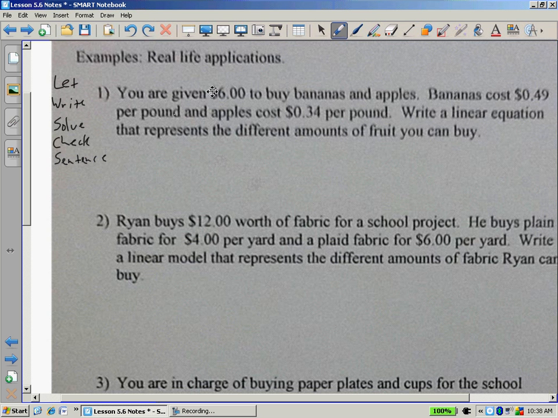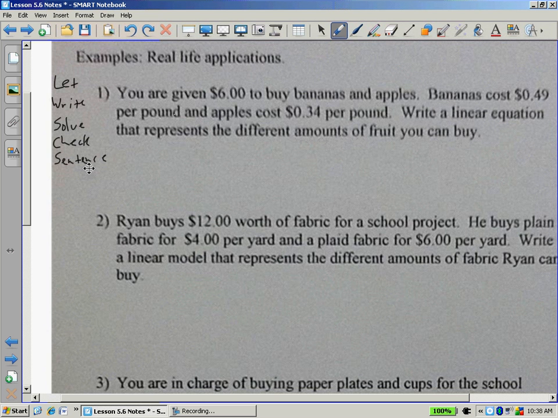So we're dealing with bananas and apples. You're given $6 to buy bananas and apples. Bananas cost 49 cents per pound, and apples cost 34 cents per pound. Write a linear equation that represents the different amounts of fruits you can buy.